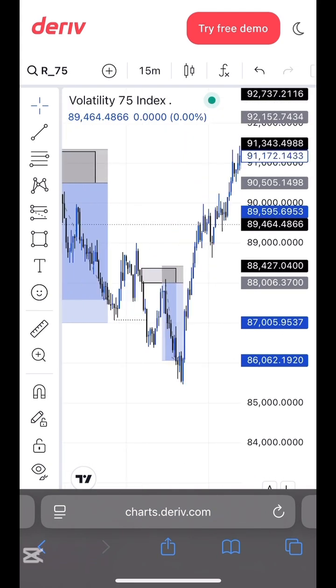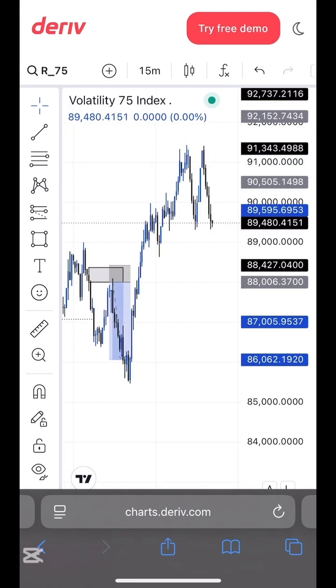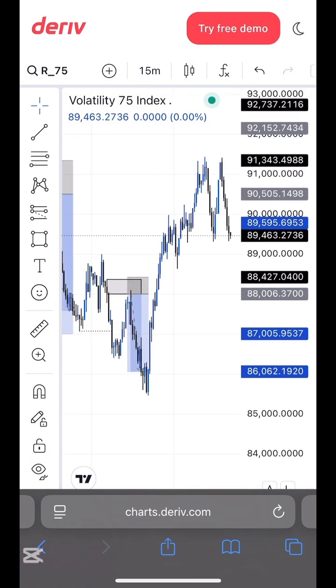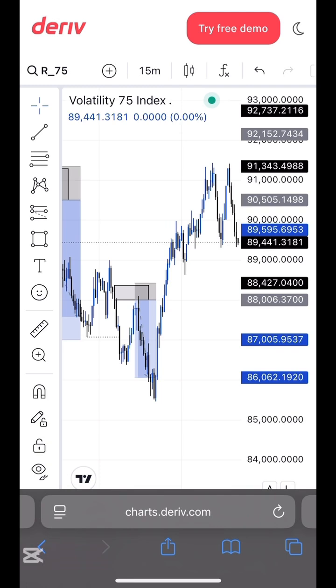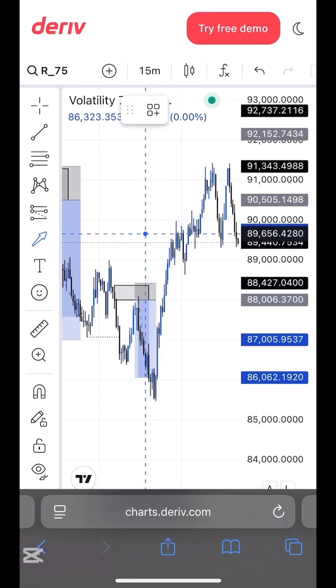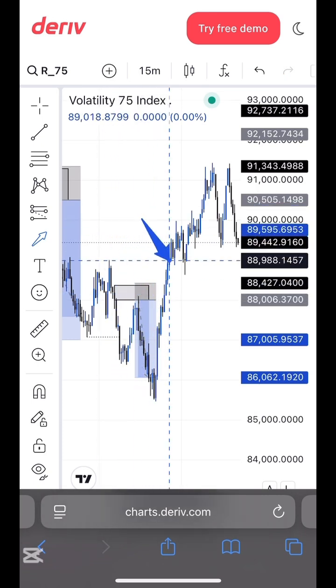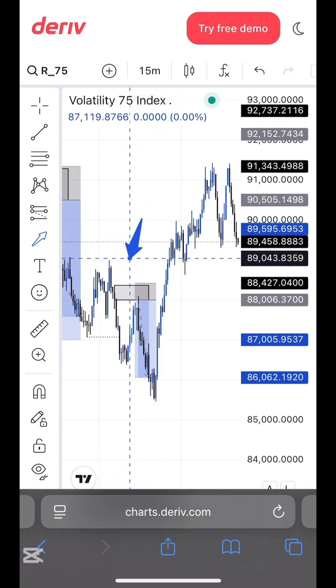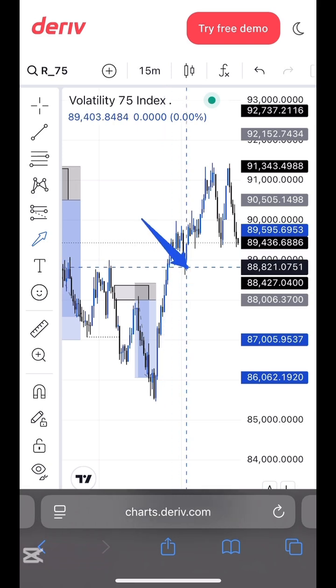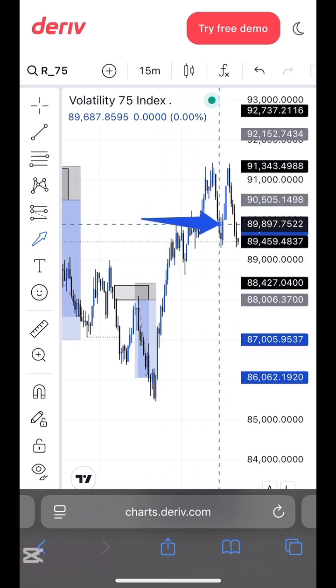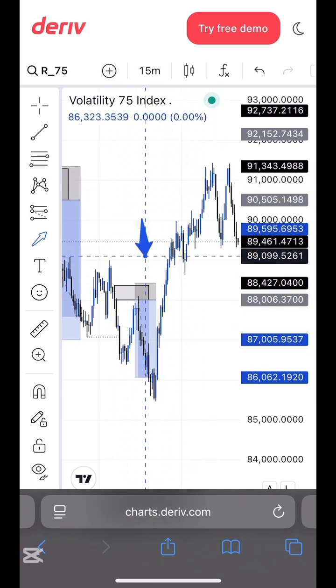So now you can see that market has cleared the previous higher low which was made at this level. Market has cleared the previous low which is at this level. Now market has cleared this previous low. So now what are we looking for? Now we should be looking for buys because we have gotten a market structure shift.